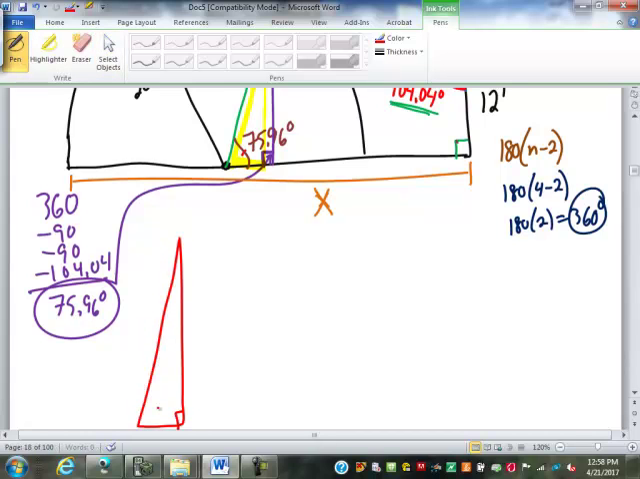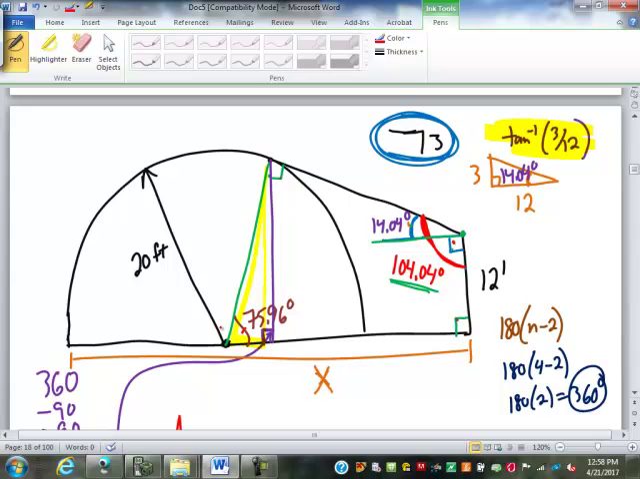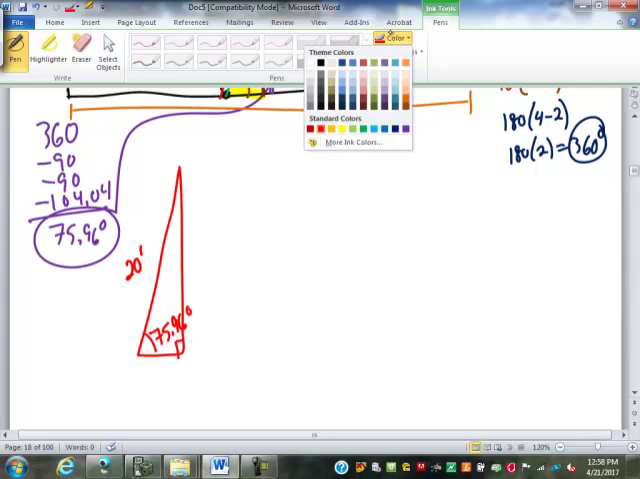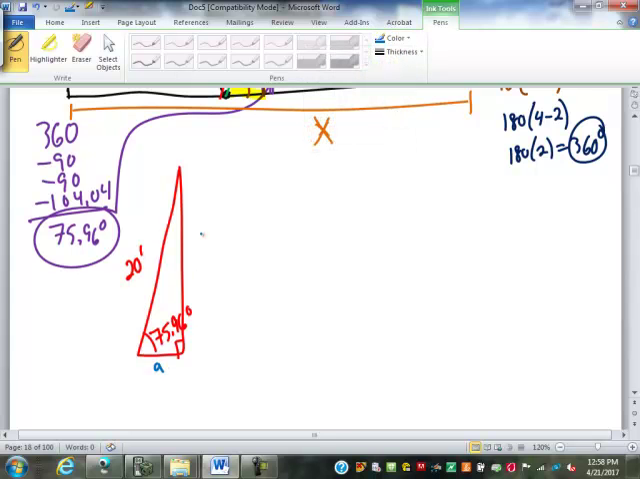I know this is my right angle, and I know this is 75.96 degrees. Do I know any of the sides of that triangle? Yes. Which one? I know that hypotenuse there is what? 20 feet. It's my radius of the circle. Let's find both of the other two sides. I'm going to label them A and B. If I am committing to the 75.96 degree angle, which is this one here, side A is which side? Adjacent. Side B would be the opposite.